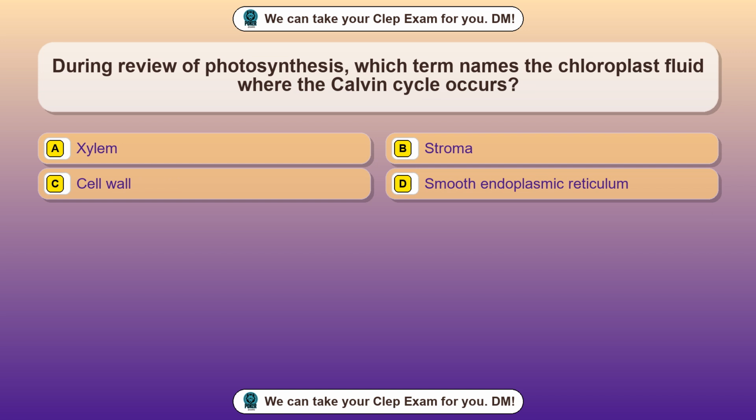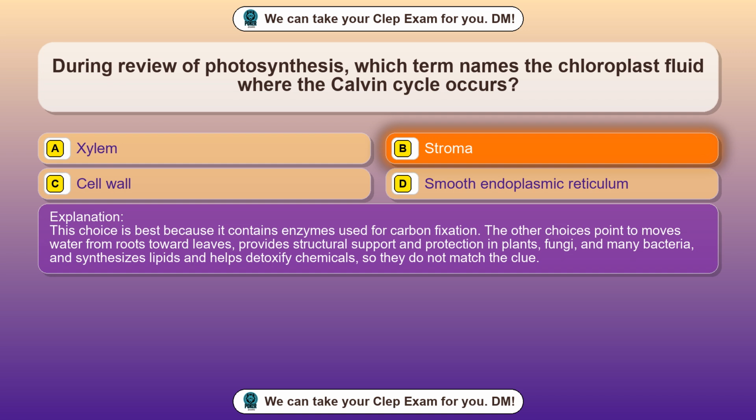Question 70. During review of photosynthesis, which term names the chloroplast fluid where the Calvin cycle occurs? Option A, xylem. Option B, stroma. Option C, cell wall. Option D, smooth endoplasmic reticulum. The correct answer is option B, stroma.